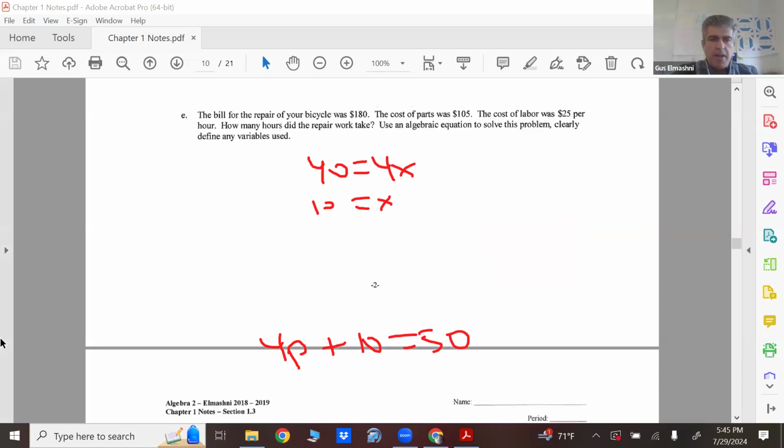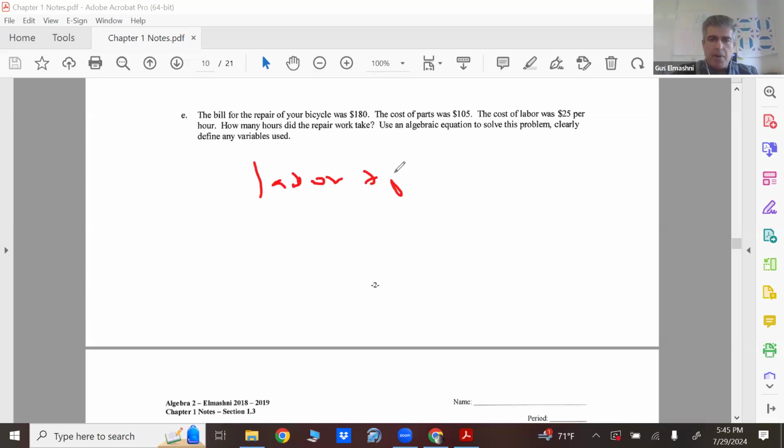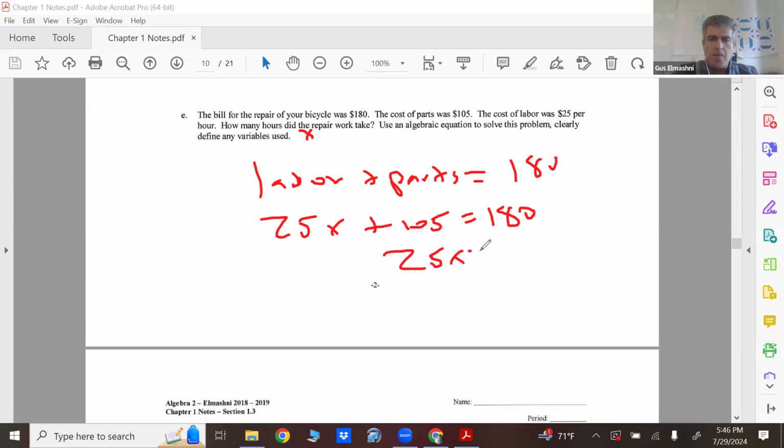Then for E, the bill for the repair of your bicycle is $180. The cost of parts is $105. The cost of labor is $25 per hour. So basically the labor plus parts has to add up to 180. Well, 105 for the parts because it said so. Labor is $25 per hour. You don't know how many hours, so it's x hours. So x is 3.